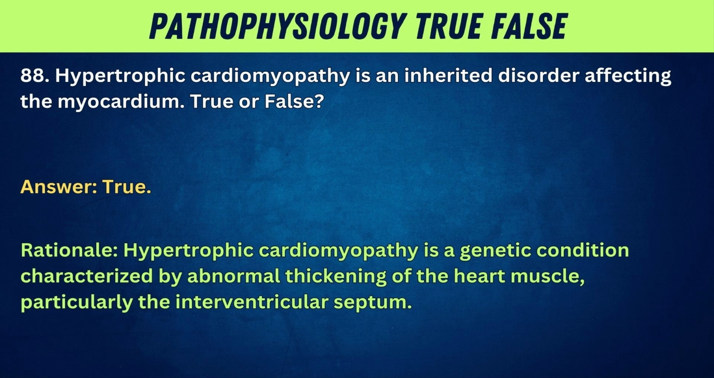88. Hypertrophic cardiomyopathy is an inherited disorder affecting the myocardium. True or false? Answer: true. Rationale: hypertrophic cardiomyopathy is a genetic condition characterized by abnormal thickening of the heart muscle, particularly the interventricular septum.